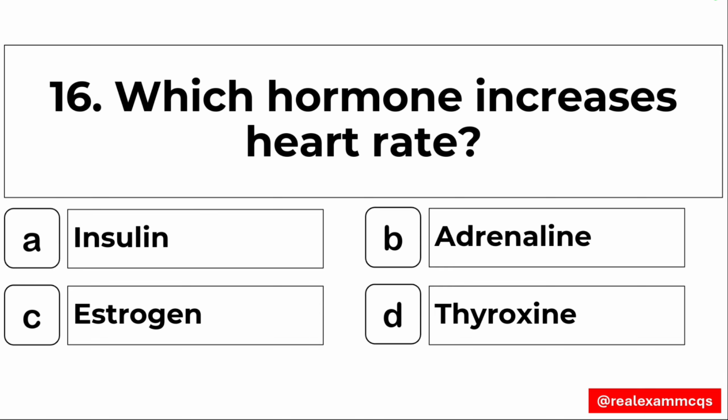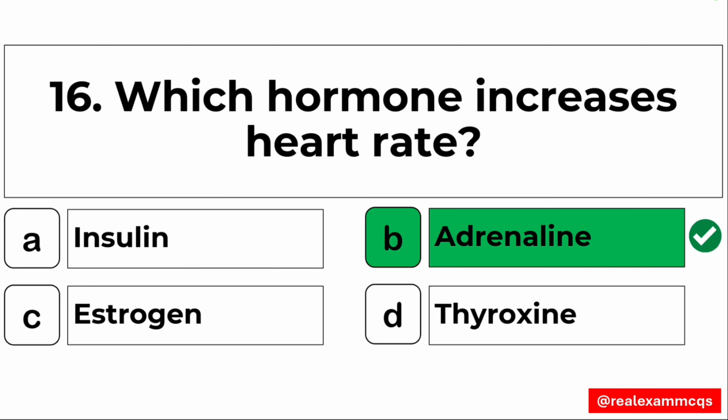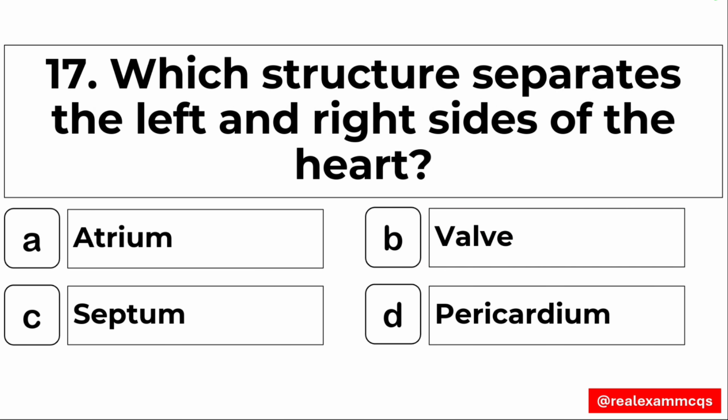16. Which hormone increases heart rate? Option B is the right answer, the adrenaline. 17. Which structure separates the left and the right sides of the heart? Option C is the right answer, the septum.